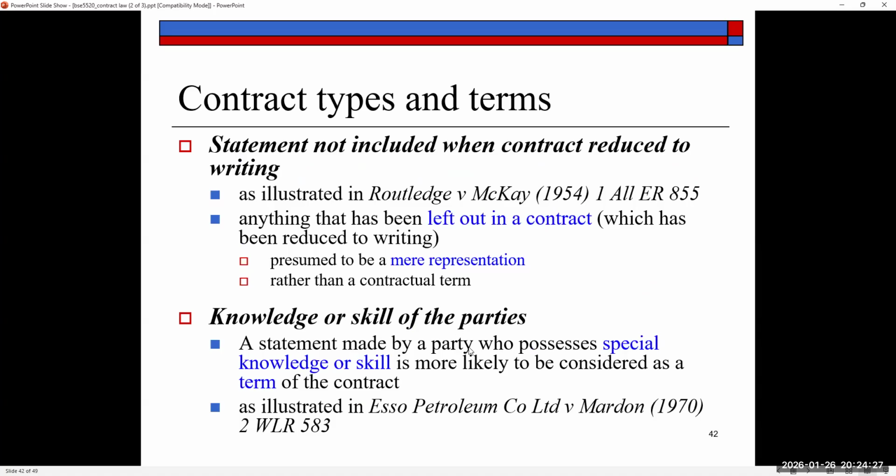Knowledge and skill of the parties. A statement made by a party who possesses special knowledge or skill is more likely to be considered a term of the contract. So the background of the party would also need to be taken into account, as illustrated in the Esso Petroleum case. This knowledge and skill of the parties matter.